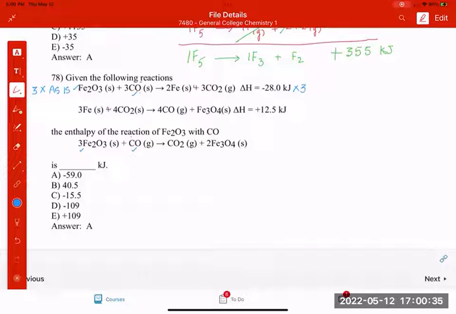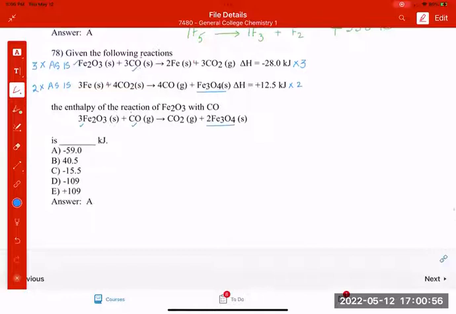Next, we need Fe3O4 on the product side, so this one also will be as is. But we need 2 Fe3O4, two of them, so we will have to multiply this by 2. So this also gets multiplied by 2. All right, now let's rewrite. So 3 Fe2O3.